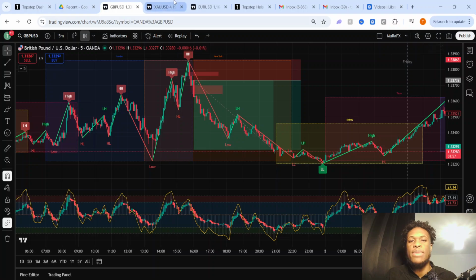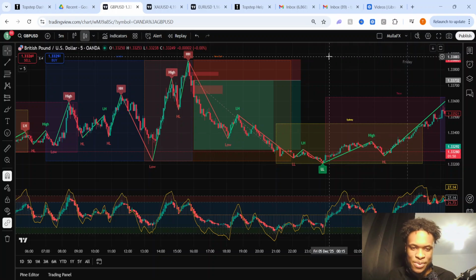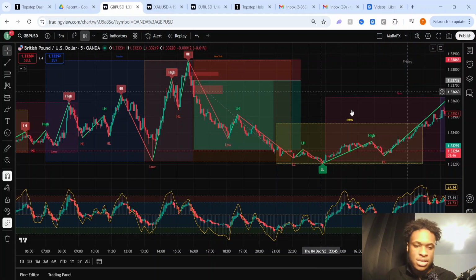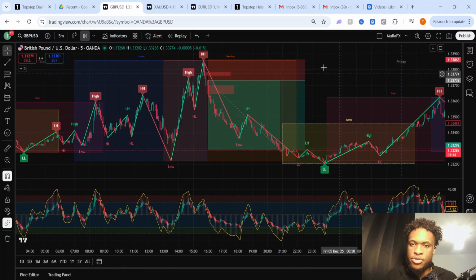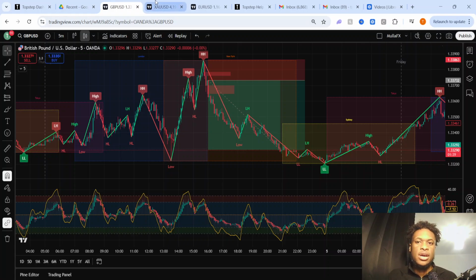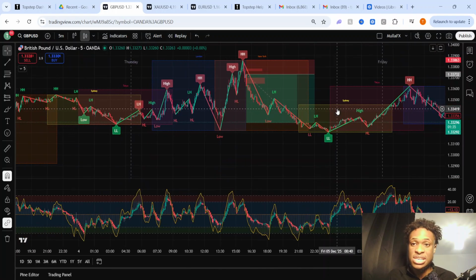So the three main pairs that I've been trading so far using my strategy. As you can see, the charts look all over the place. Try not to open your eyes too much. But the three main pairs I've been trading on this FTMO are GBP USD, gold, and also Euro USD. I see consistency when it comes to GBP USD, and in terms of Euro USD.